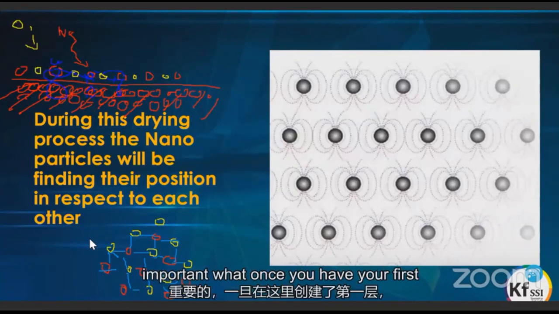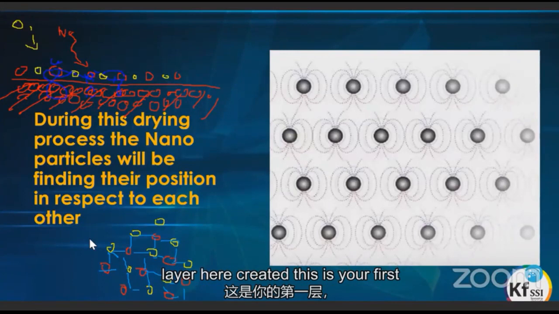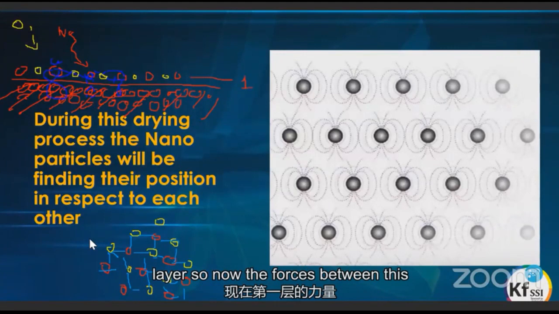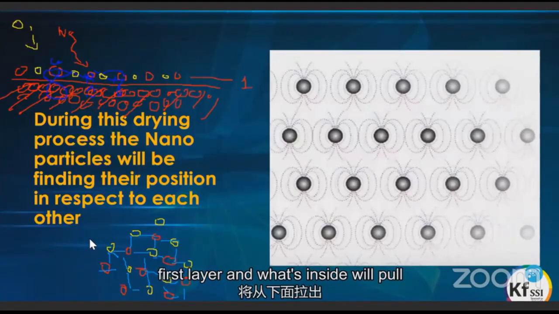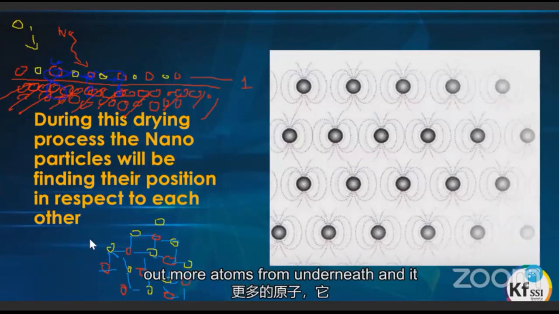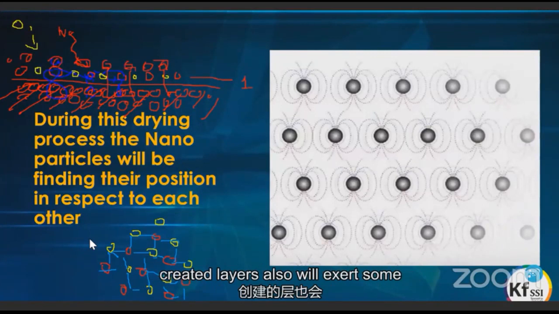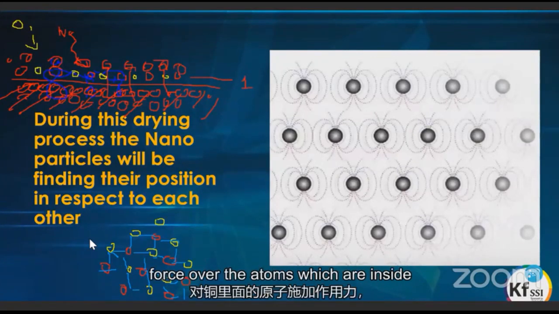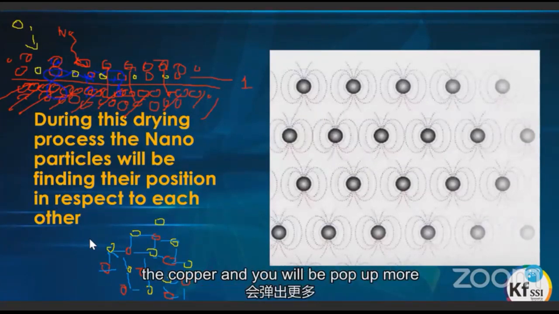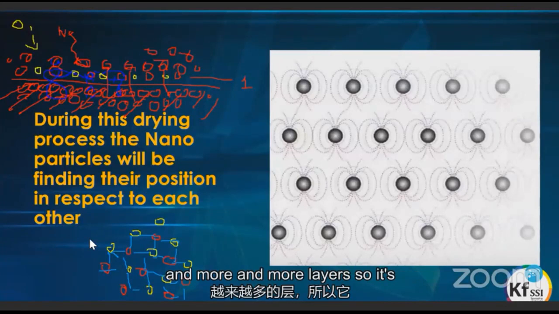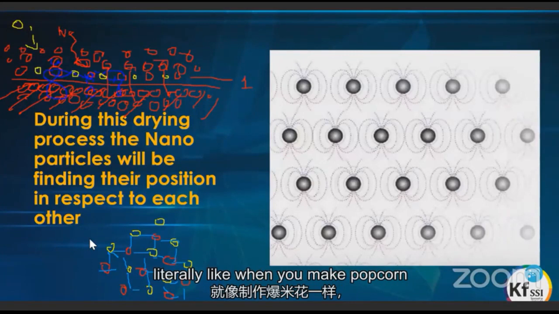And what's important, once you have your first layer created, now the forces between this first layer and what's inside will pull out more atoms from underneath, and it will pop up another layer. And these created layers also will exert some force over the atoms which are inside the copper, and you will pop up more and more and more layers. So it's literally like when you make popcorn.